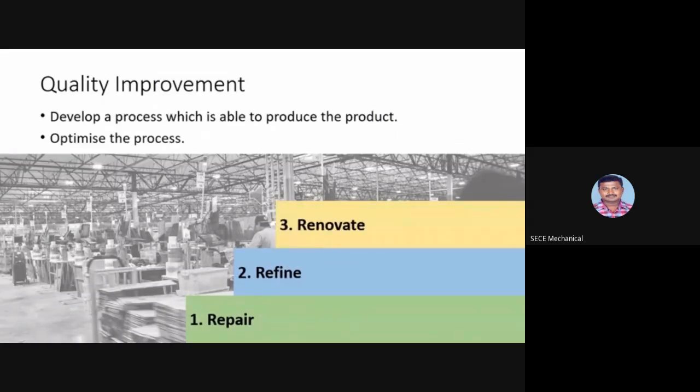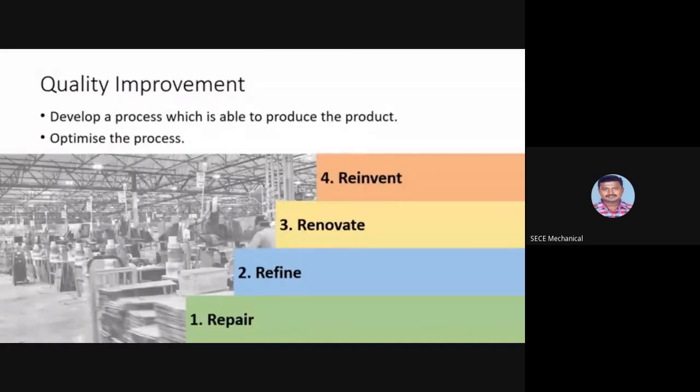Renovation. Be innovative and creative to improve quality. Improve products and processes through innovation and technological advancement. Reinvention. This is the most demanding approach. It is recreating something. It is starting over with a clean slate or from the very beginning. It may require discarding old ideas and making new ones.